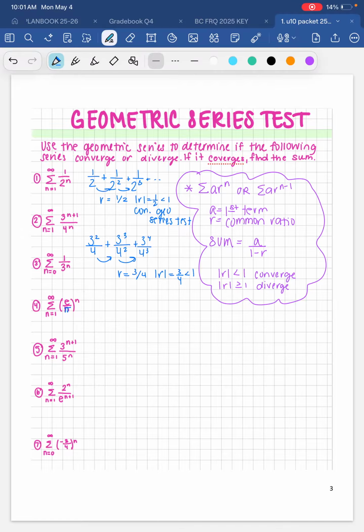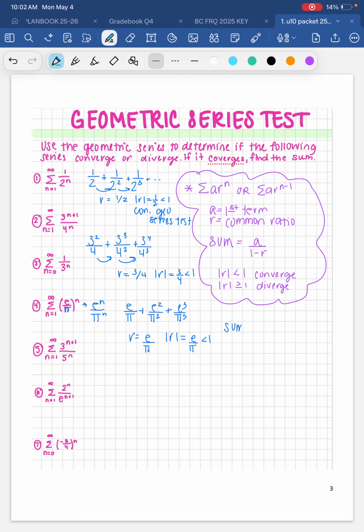The next one I want to do is number 4. I would actually rewrite this first as e to the n over pi to the n. I think that's going to help you guys see. So it's going to be e over pi plus, n is 2, e squared over pi squared. n is 3, e cubed over pi cubed. So you can see that we're multiplying by e over pi. So the absolute value of r is e over pi. That is less than 1, so we're going to converge.